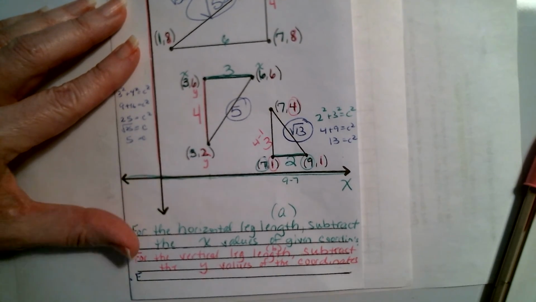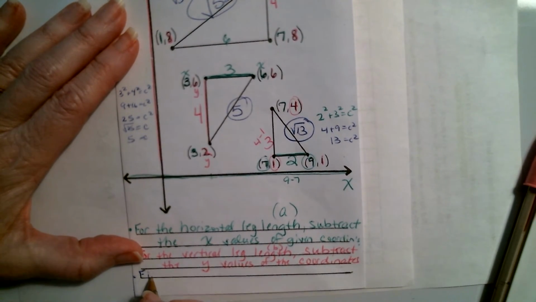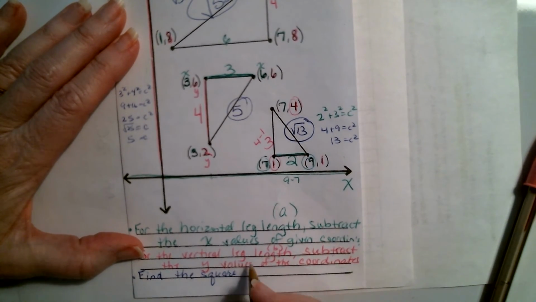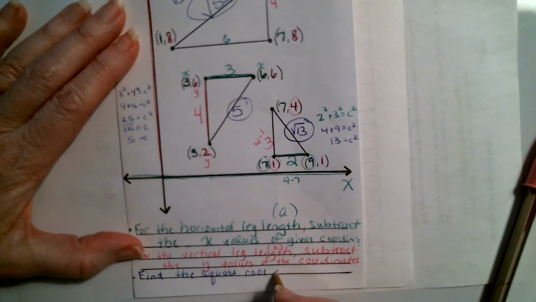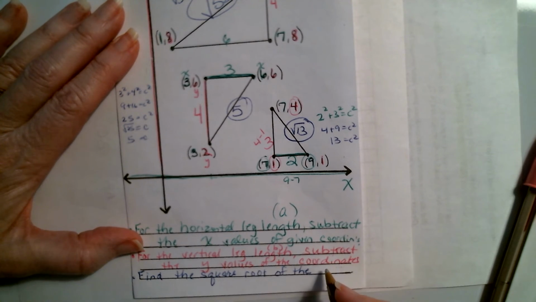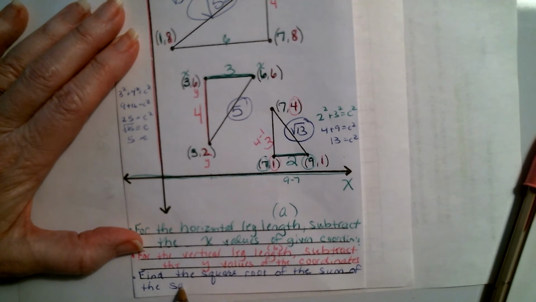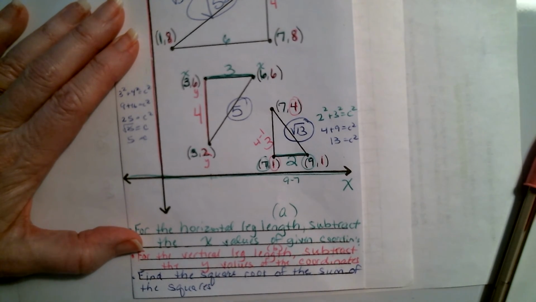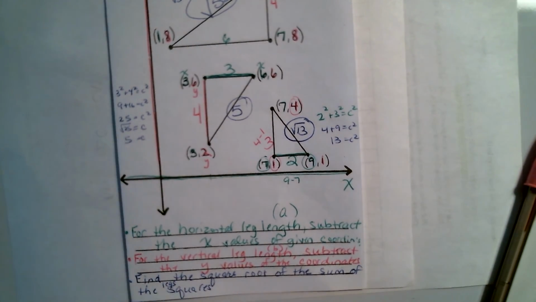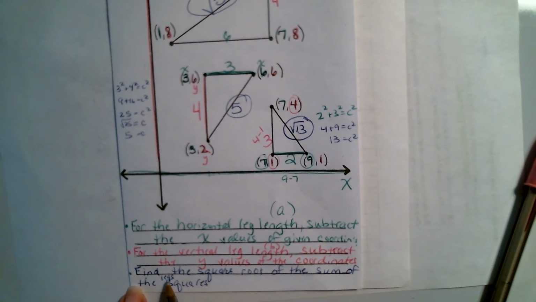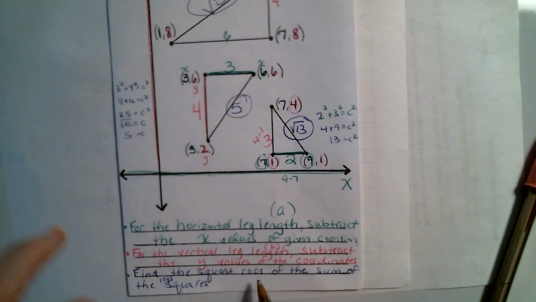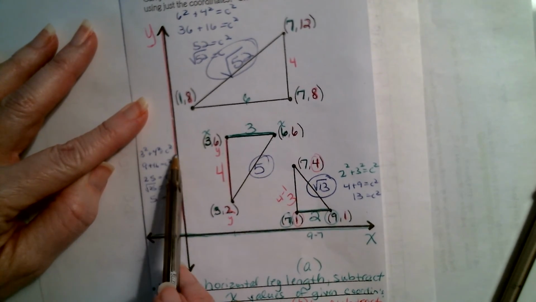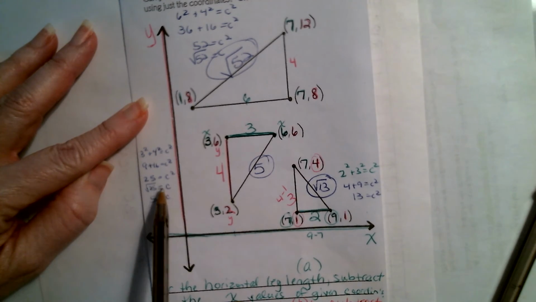All right. So now that we know those lengths, we're going to find the square root of the sum of the squares of the legs. So we add the squares of the legs, and then we find the square root of it, right? So we squared the legs, added their squares, and found the square root.